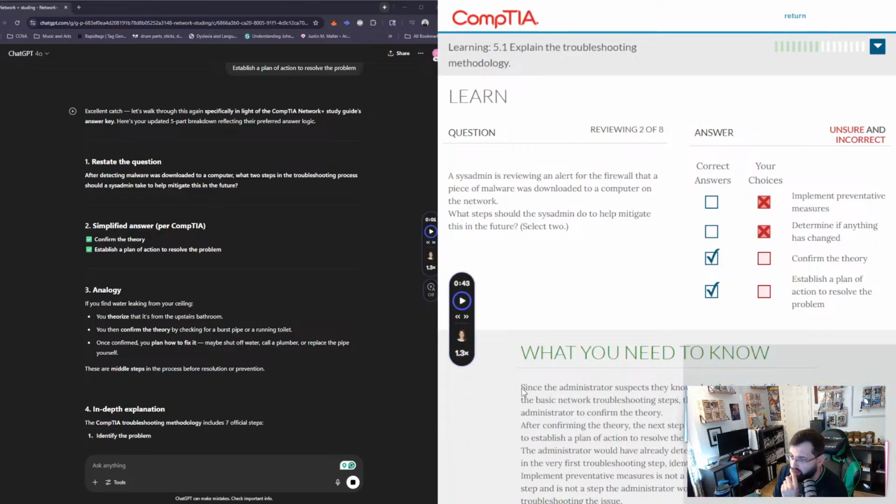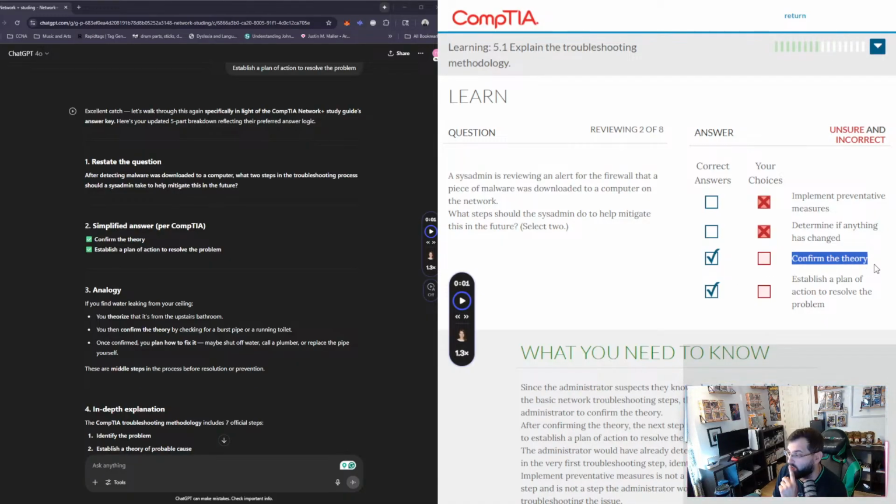And there it is. This question is insinuating that the sysadmin already has an idea or a theory of why this is. So the sysadmin is reviewing the alert from the firewall that a piece of malware was downloaded onto a computer. So he has a theory, which is stupid, because he has a theory that malware has been downloaded onto this computer. Why does he have that theory? Because an alert went off to tell him that the firewall's been compromised.